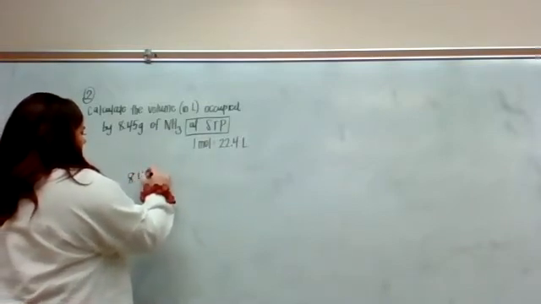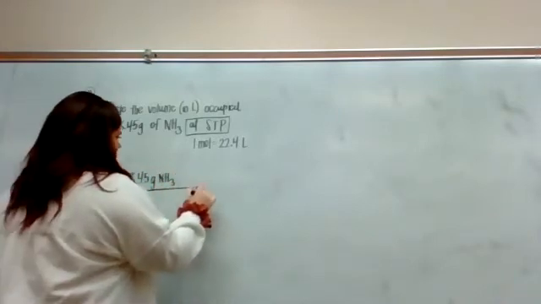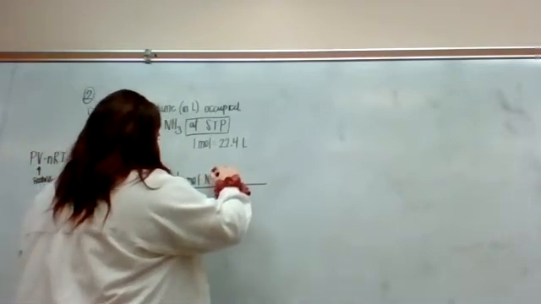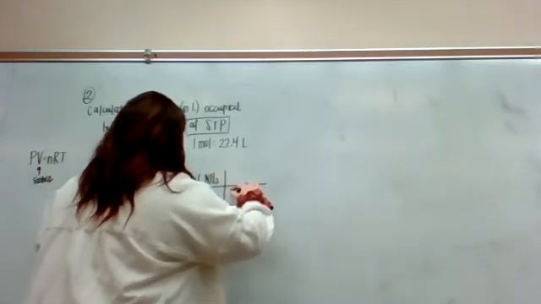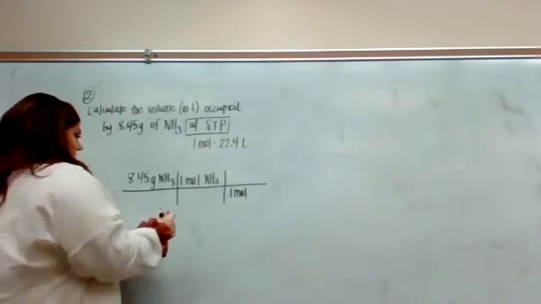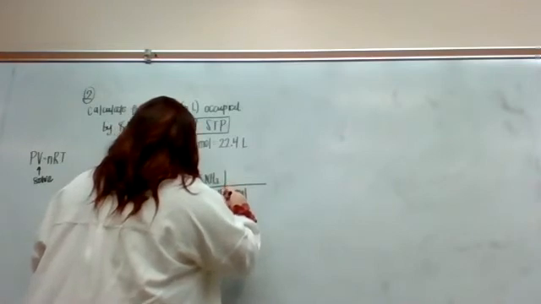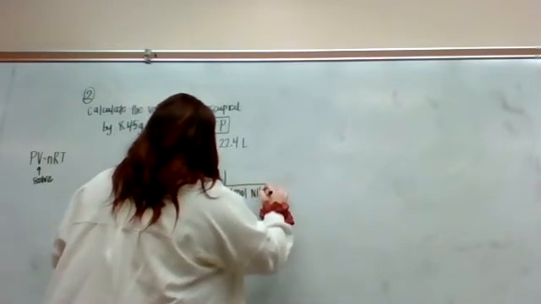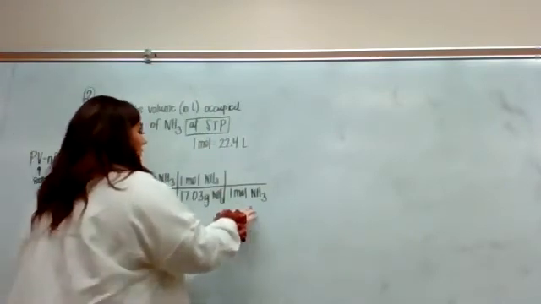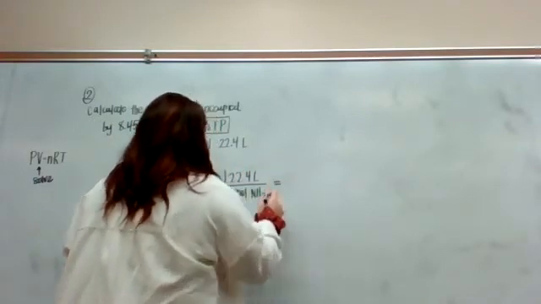So grams of NH3, I'm going to convert to moles using the molar mass. The molar mass is 17.03 grams. Then once I've converted to moles, I'm just going to use this relationship that 1 mole of this gas is 22.4 liters.